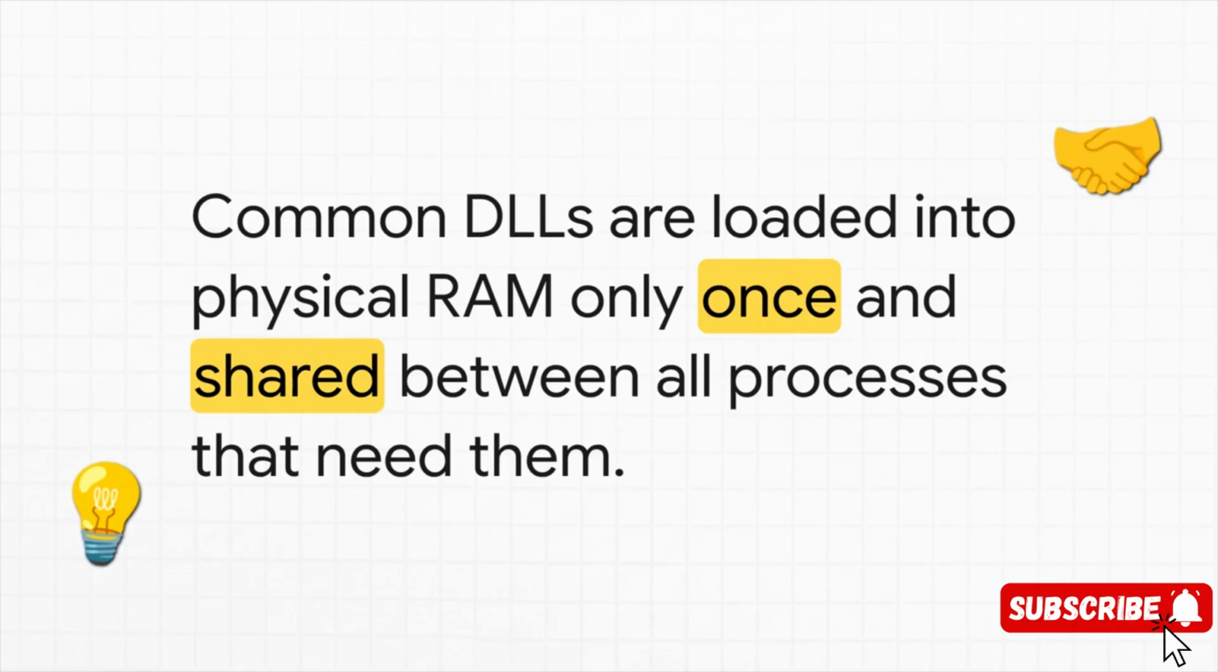Second, it's all about efficiency. Think about a common system file, something like kernel32.dll. Dozens of your running programs needed it. Instead of loading a separate copy into RAM for each one, virtual memory lets the OS load it just once into physical memory, and then it maps that same physical memory into the virtual space of every process that needs it. This saves a huge amount of RAM.